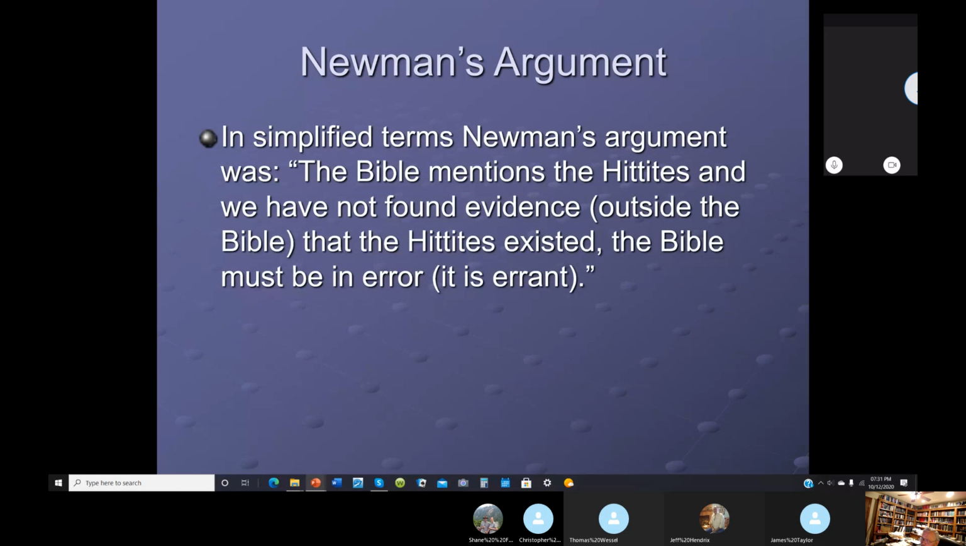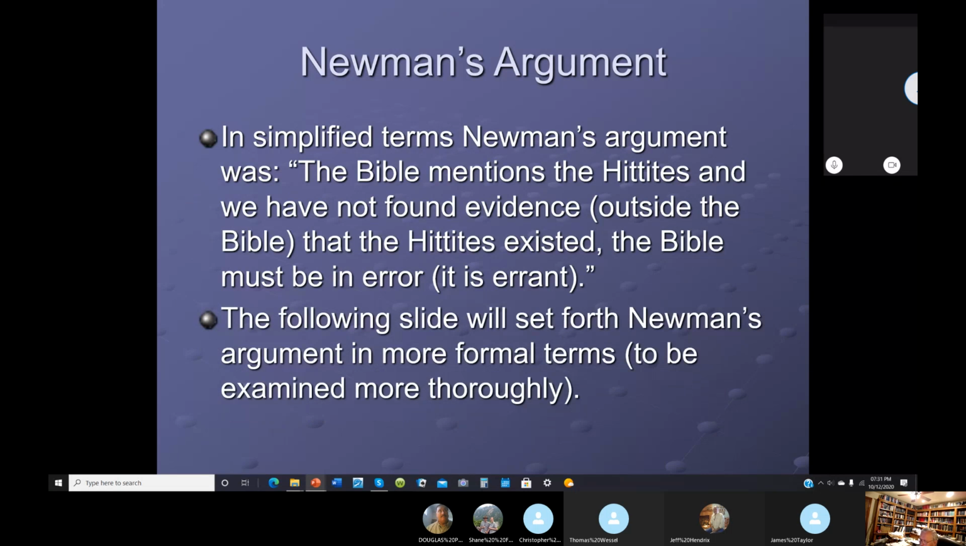In simplified terms, Newman's argument was the Bible mentions the Hittites, and we have not found evidence outside the Bible that the Hittites existed. Therefore, the Bible must be in error. It's errant. Okay? It's the only source that mentions the Hittites. And so we haven't found any evidence they exist. Therefore, they didn't exist. Right?